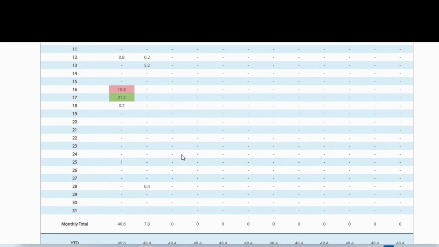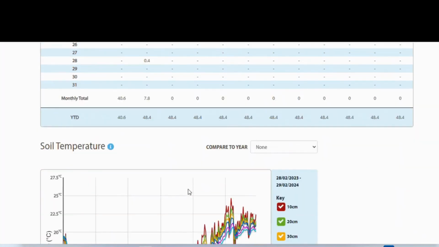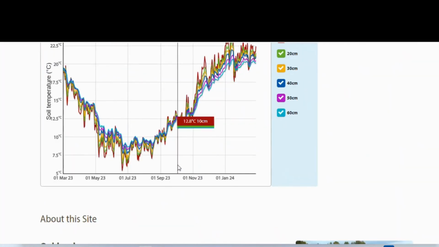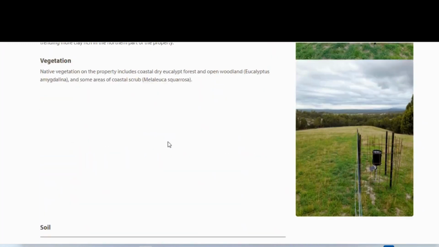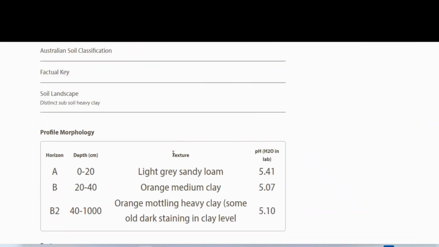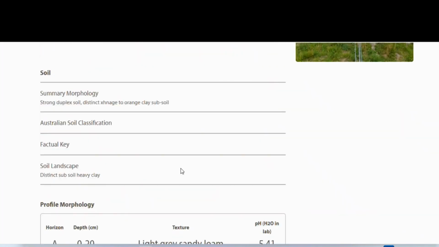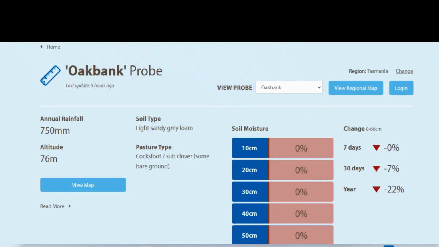There's a map, rainfall chart. So this site, 40 mils in January, this year it's only had 7 mils. Some soil temperature information. And then there's also some information about the site, what the soil type's like, etc. So you just get a bit more of a feeling where it is, what's happening, etc. So you can place some weighting on the value of that site to helping you.